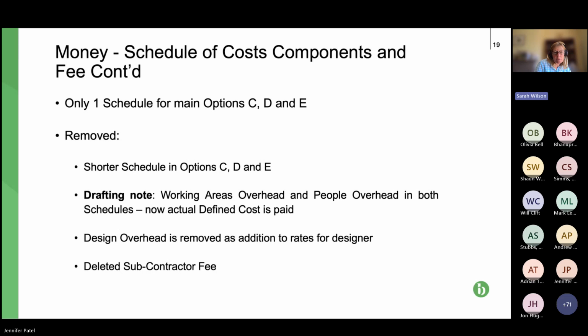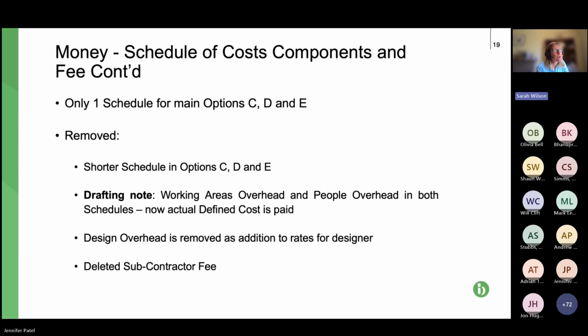Another change, so where we've got the removed bullet point, the second one, which is a drafting note, for the working areas overhead and the people overhead. So these are both quantifying the charges costs. So charges are the sort of miscellaneous fees payable to third parties, costs of electricity, costs of water. So I would say sort of miscellaneous costs, and I wouldn't expect them to be huge, huge amounts in terms of the sum to be paid.